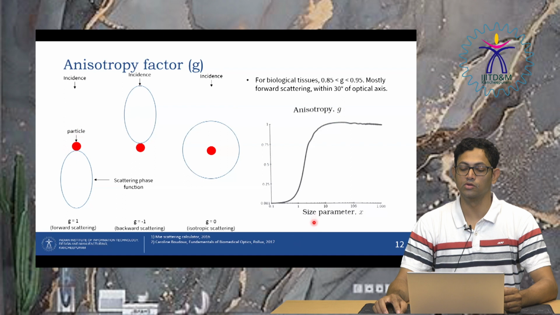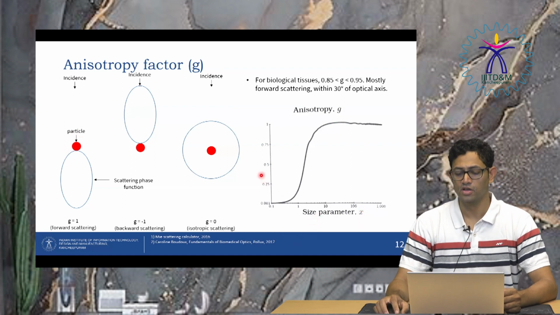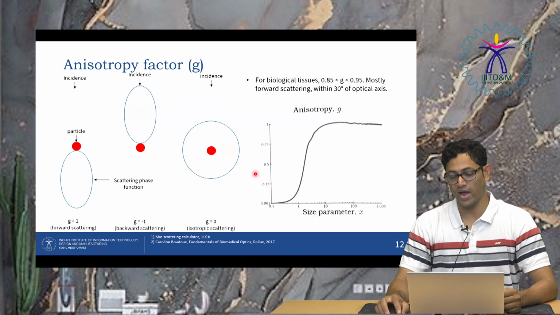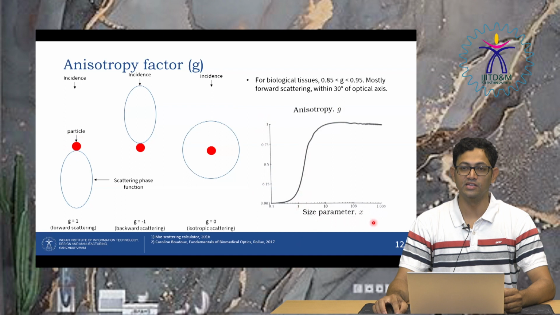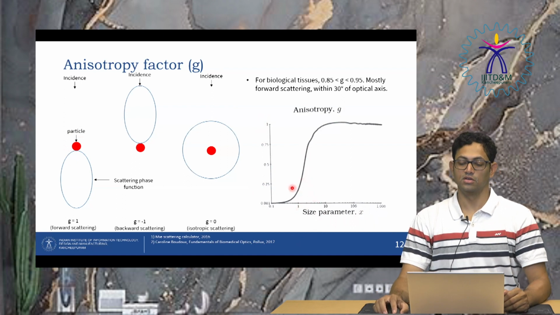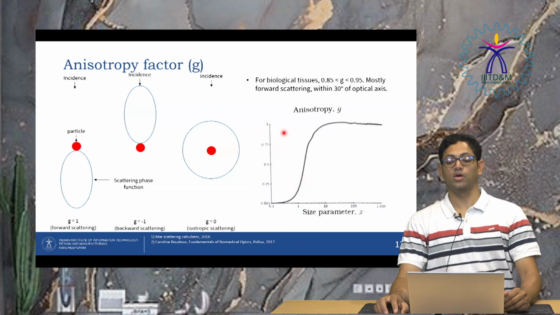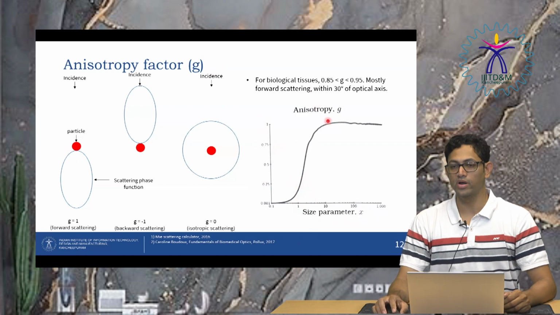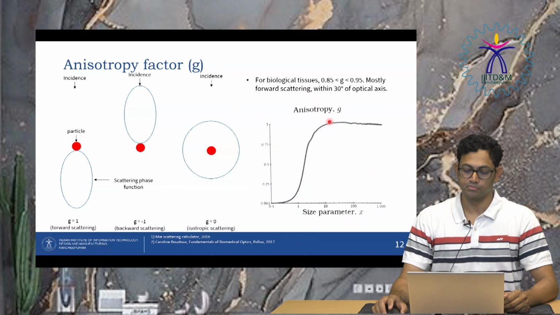Here you can see the size parameter plotted as a function of the anisotropy G on the y-axis. As the size parameter increases, that is, as the dimension of the particle increases, you can see that the anisotropy also increases, and it becomes saturated after a particular level.